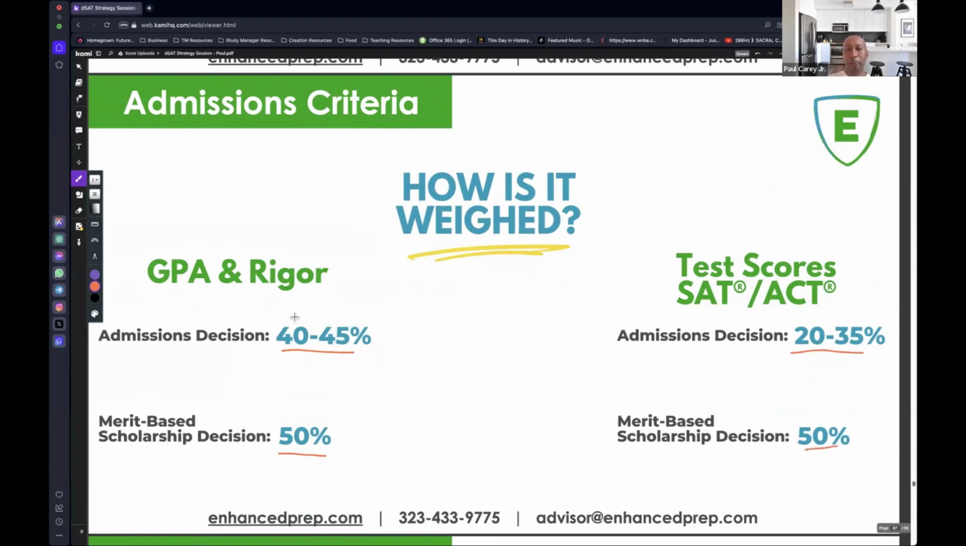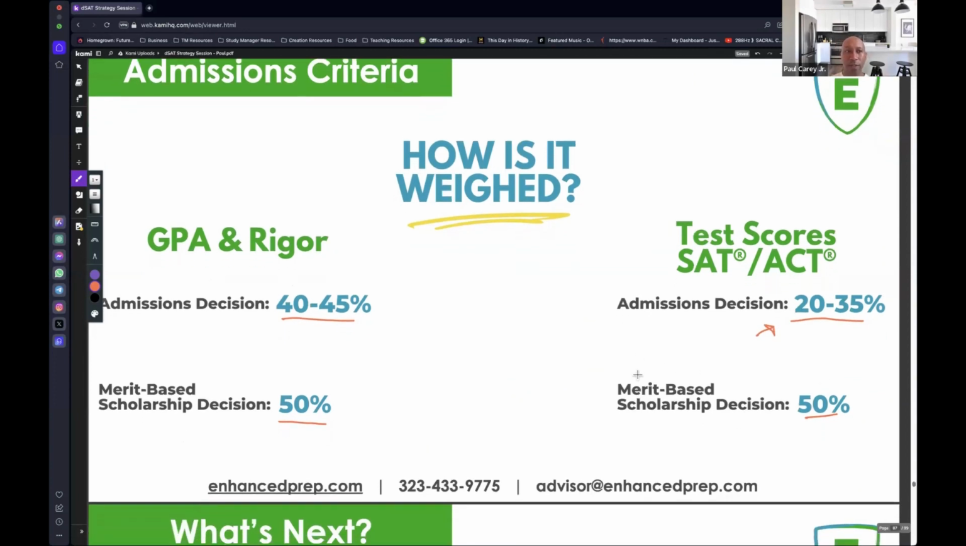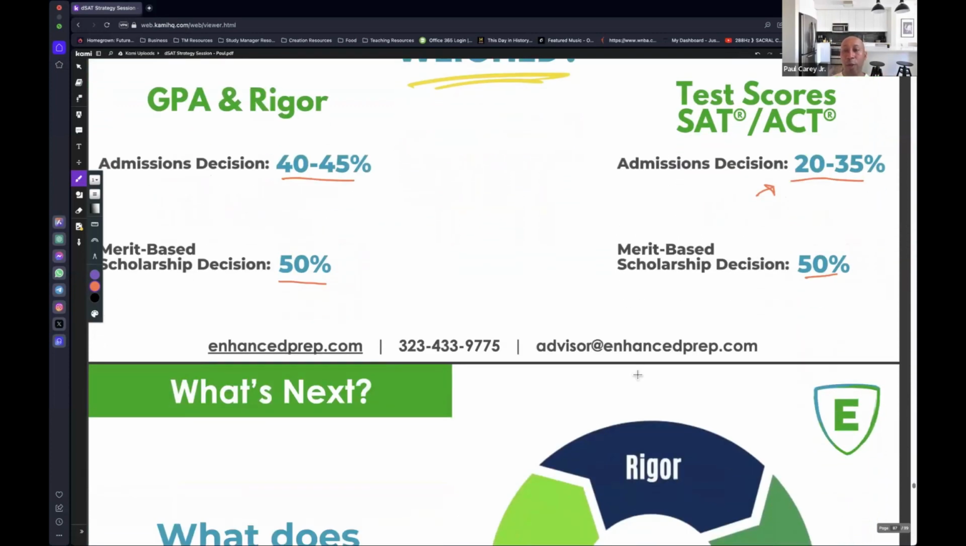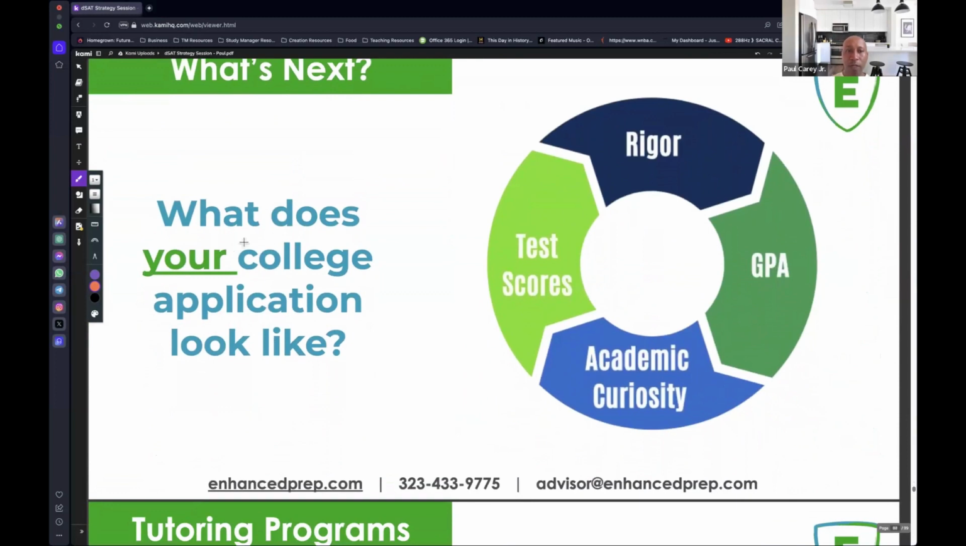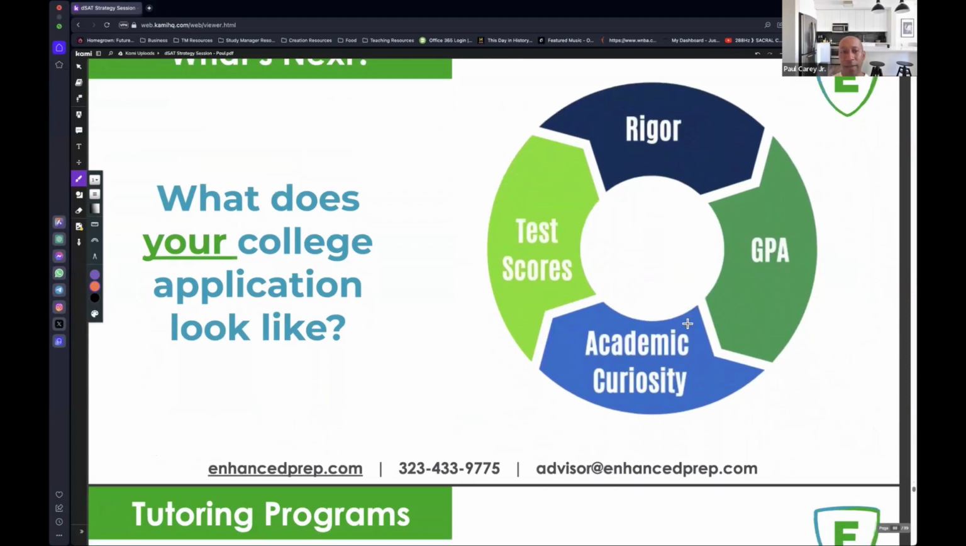Why is this important? Why your class GPA and your class rigor are going to be the most important. You get the most bang for your buck out of your ACT or SAT because you spend a small amount of time on that exam and you get a big gain. Okay? So we really want to make sure that you're utilizing that as much as possible. So what's next? What does your college application look like? Again, you have your class rigor, your test scores, your academic curiosity, and your GPA.